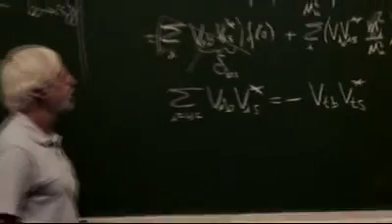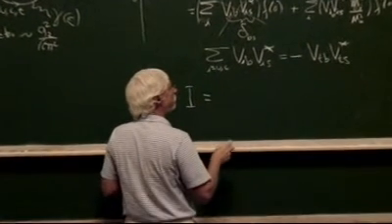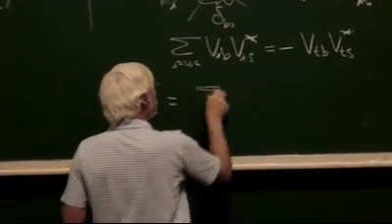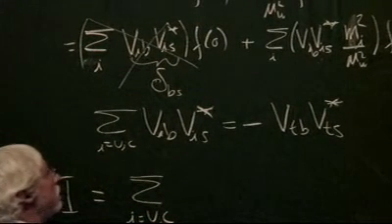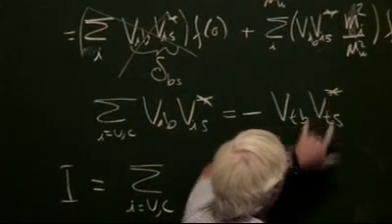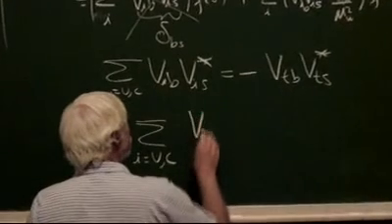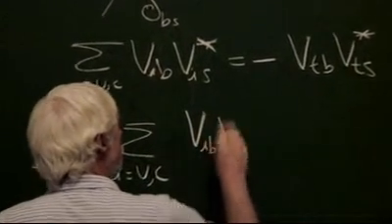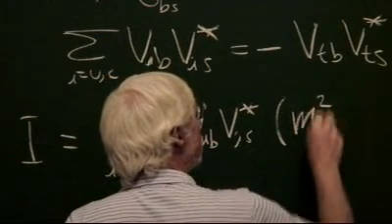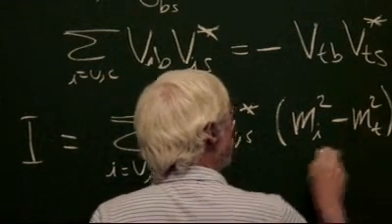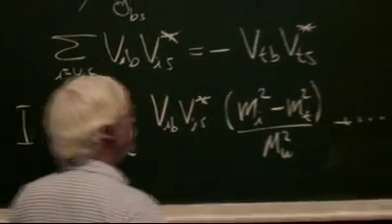Very trivial, but I can apply that to this term that remains, and now write that I is equal to the sum over i equal only u and c, and the last term I'm going to rewrite the V_tb V_ts in terms of the sum with a minus sign. So it's going to look like this: V_ib V_is star, and I'm going to have the quark mass minus that of the top quark divided by M_W squared. And of course there's corrections to that. Oh no, I missed the f prime.